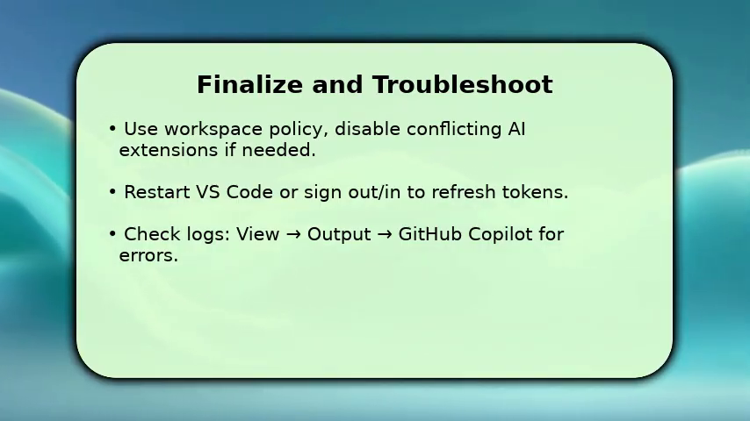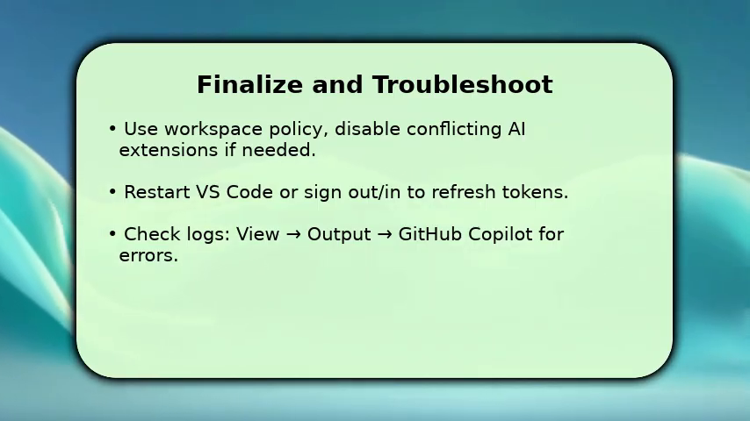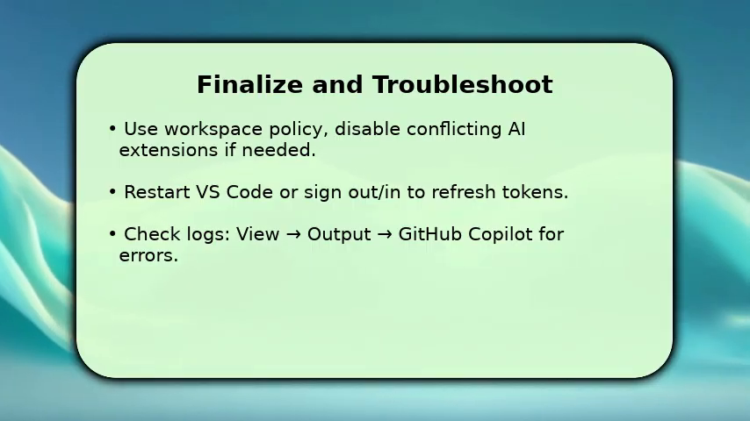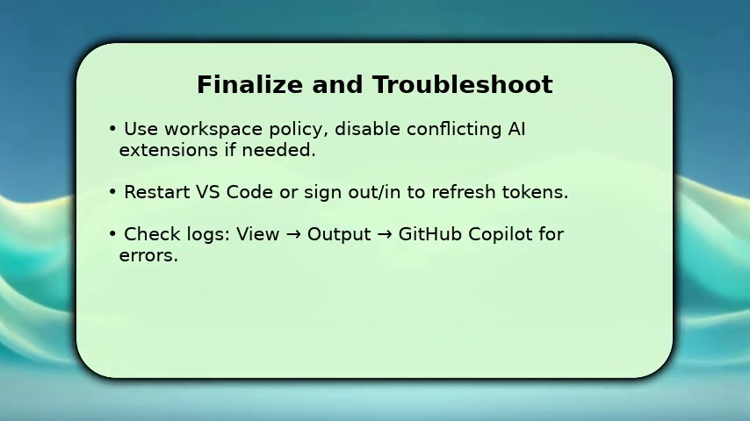If problems persist, open View, then Output, select GitHub Copilot, and scan logs for errors. One key troubleshooting tip is to verify your plan and GitHub org permissions, which often block access unexpectedly.